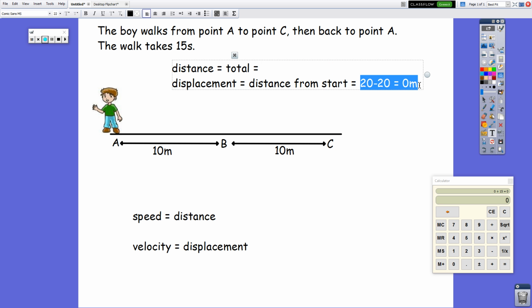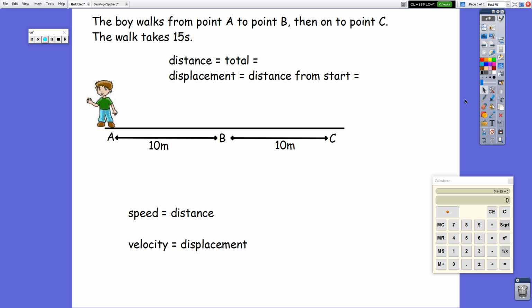And this. And let's change the question to this, from point A to point B, then on to point C. Let's calculate it out this time and see what we got. And again, we'll start with our distance and our displacement. And again, each part separately.